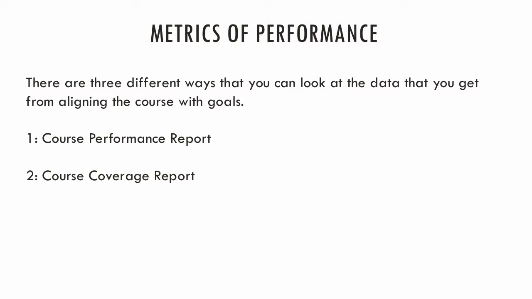The second is the course coverage report, which tells which elements of the course are aligned to the different goals or standards. The third is the Goal Performance Dashboard. This shows information for individual students. Some data can be made visible to students.